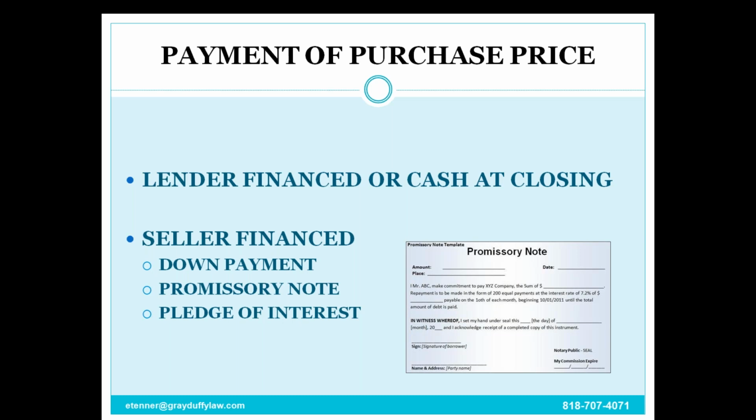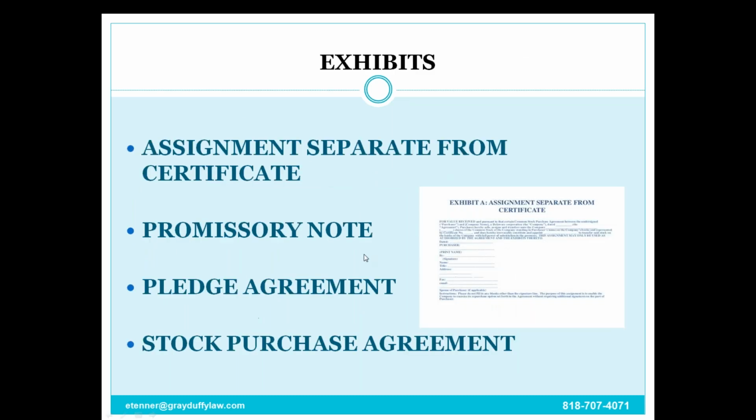If they can't, then the seller will finance it, and it'll be via a promissory note, which will be attached to the purchase agreement as an exhibit, and a pledge of the interest, meaning that the seller gets it back if the buyer doesn't pay. And there'll usually be like a 10% down payment for that type of purchase. So as I mentioned, the promissory note will be an exhibit. There will also typically be an assignment separate from stock certificate, which is the document that will be signed to transfer an interest. The pledge agreement will typically also be an exhibit.